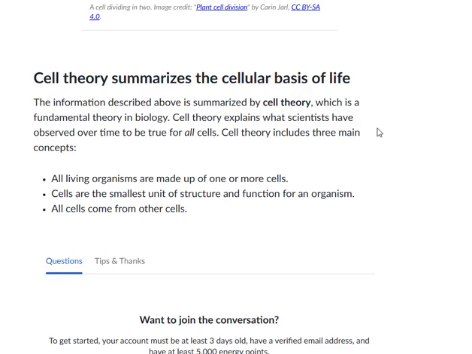Cell theory summarizes the cellular basis of life. The information described above is summarized by cell theory, which is a fundamental theory in biology. Cell theory explains what scientists have observed over time to be true for all cells. Cell theory includes three main concepts. All living organisms are made up of one or more cells. Cells are the smallest unit of structure and function for an organism. All cells come from other cells.